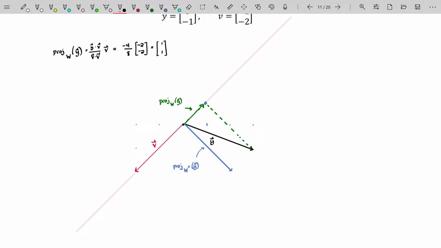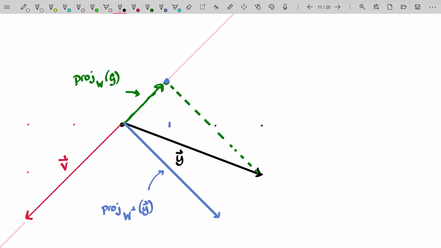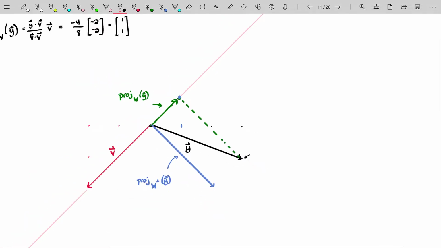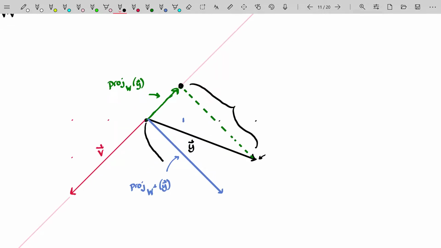Now this is an introduction to a later topic called least squares. You're trying to find the shortest distance between 2 points, essentially. And you can see that distance between the vector y, and when we say the vector y, we really mean the tip of that vector. So the distance between the tip of that vector and the closest point to that tip that's on the span of v is going to be this distance right here. And that distance is the same as this distance right here, which is the length of the vector, which is the orthogonal projection of y onto w perp.